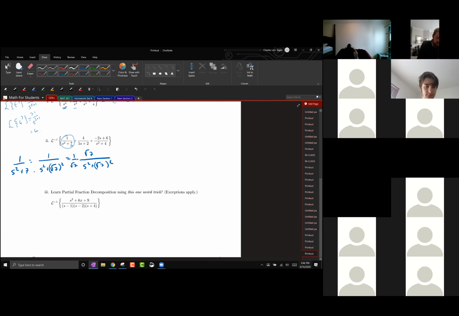Okay. So what does that mean? That means that the inverse transform of this first term is 1 over the square root of 7 times the cosine of the square root of 7t. That's the function that when we take its Laplace transform will map us to this first term here.